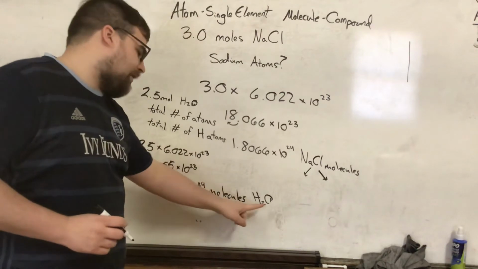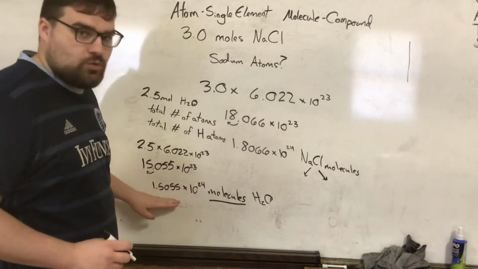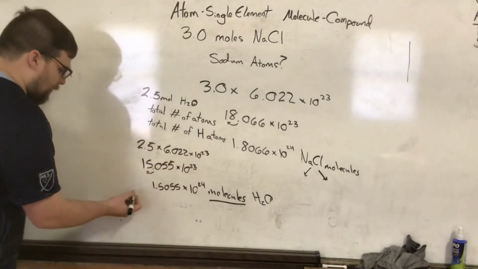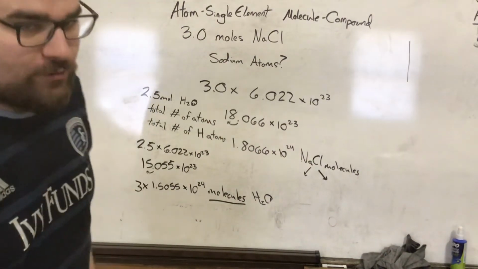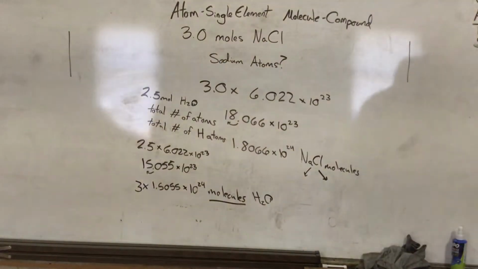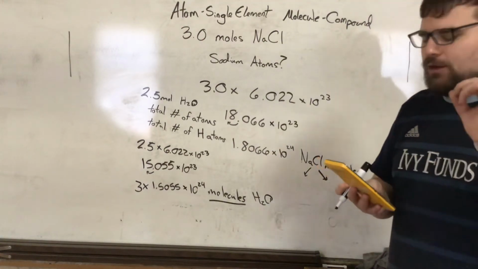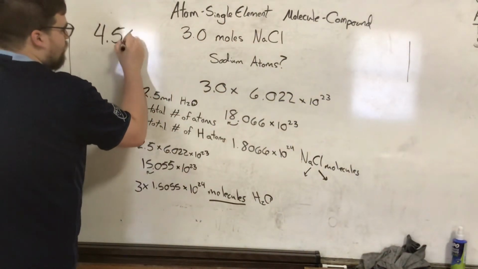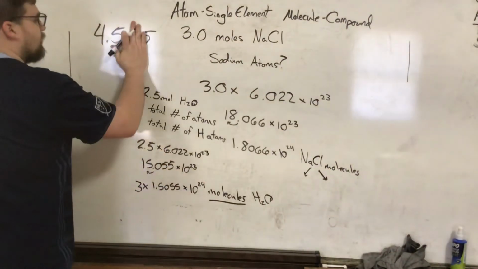So if there's 3 atoms in one molecule, and we have this many molecules, then how are we going to figure out how many atoms we have? You got it. Multiply by 3. So 3 times 1.5055 times 10 to the 24th. Let's see what we get there. We have 4.5165. I'm going to write that together. Did I write that in the right order? Oh, I switched the 1 and the 6. Darn it. Okay.